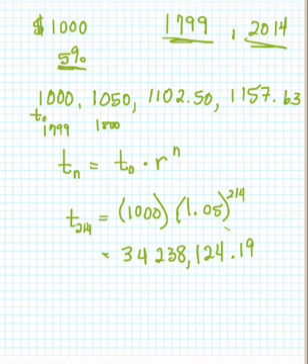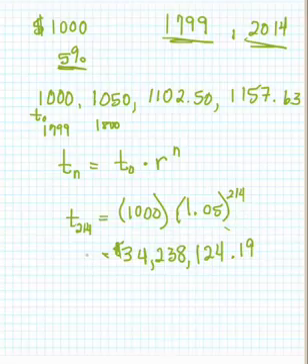It looks like now in that account is $34,238,124.19 if it were compounded annually at 5%. That's incredible. I think your book said something like over 11 million in 1990. So look at how much more. It's getting up astronomically at this point, because that's what happens with exponential growth.